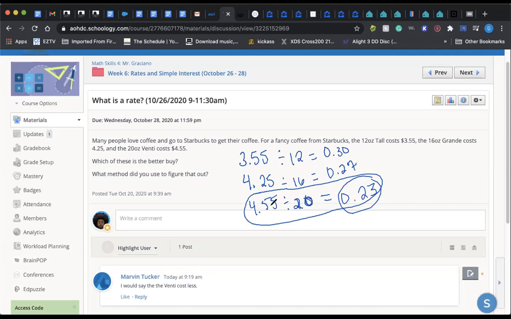All right, so this is how we figure out better rates and better prices, by doing division. We're going to take what we learned about working with decimals, and we're just going to divide. We don't have to move anything, thankfully, because we're dividing by a whole number. That's how we figure out our price per ounce.